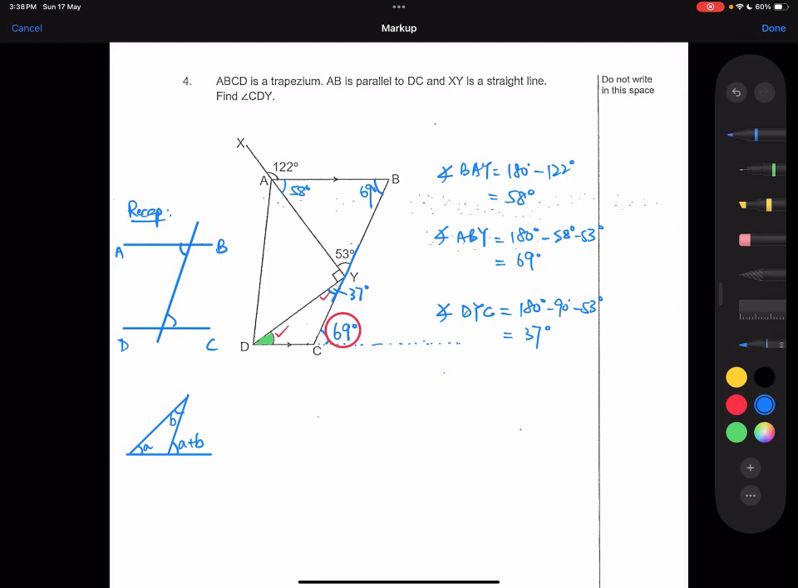So now can we easily find angle CDY? Yep, let's take 69 minus away 37. That gives us 32 degrees. Right?